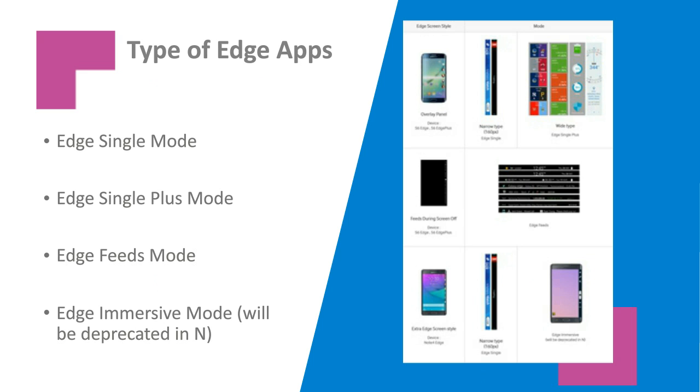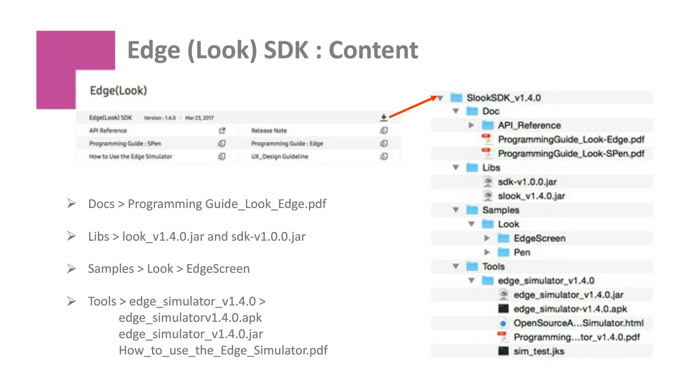Now the types of Edge applications that we have. There is an Edge single mode, Edge single plus application. Then there is an Edge feeds and immersive mode. So we'll be talking more in detail about the Edge single plus during this webinar, as Edge feeds is no longer available from S8 devices, and Edge immersive got deprecated from Android N. So let's take a look at what those different types of Edge application mean.